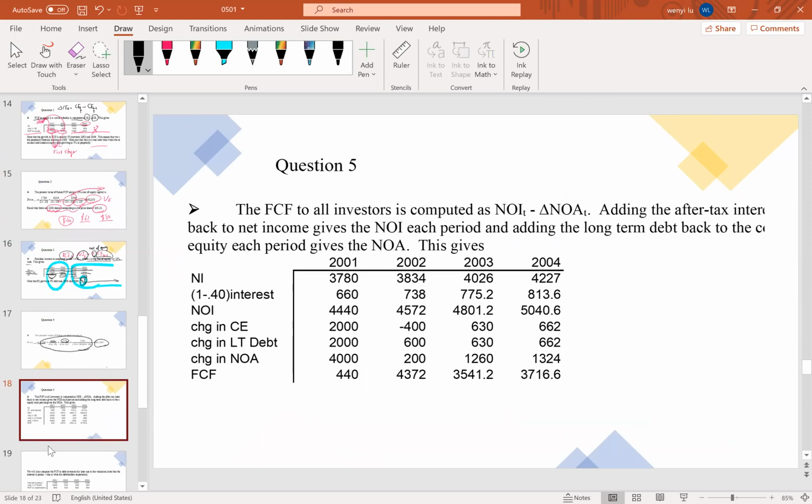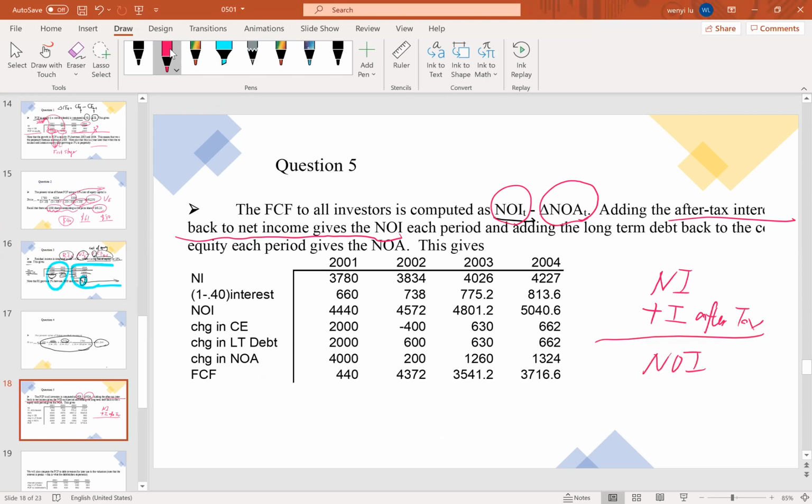How to solve the free cash flow? The free cash flow to all investors is computed as net operating income minus the change in net operating assets. Those are the formulas we showed in today's class at the beginning. Then you add the after-tax interest back into net income to give net operating income. Our regular net income should plus the interest expense after tax to solve net operating income.